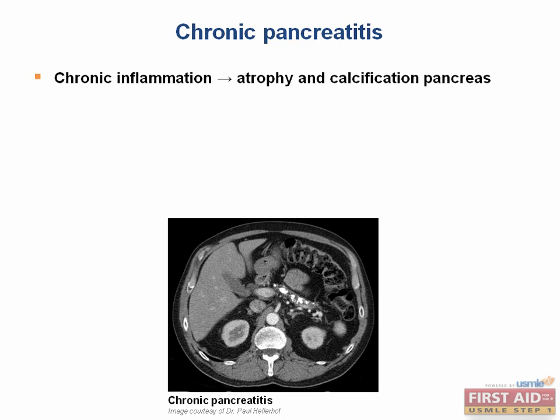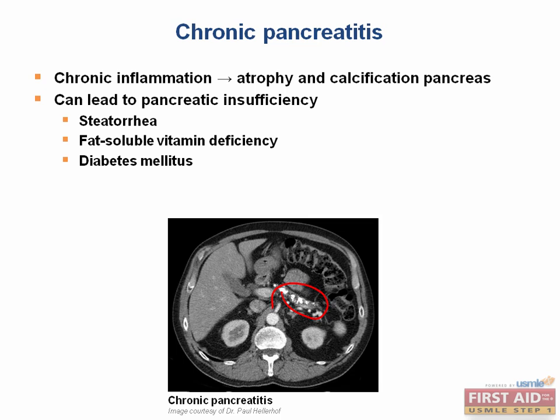Chronic pancreatitis refers to a condition patients develop where they keep getting episodes of abdominal pain, though it can progress to constant pain. Additionally, because the pancreatic tissue has chronic inflammation and is progressively harmed, this leads to atrophy and calcification of the pancreas. Here, we can see calcifications of the pancreas. Patients develop pancreatic insufficiency. Do you remember how pancreatic insufficiency presents? Well, it presents with steatorrhea, fat-soluble vitamin deficiency, and diabetes mellitus.